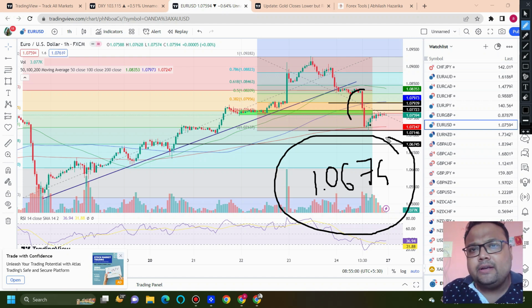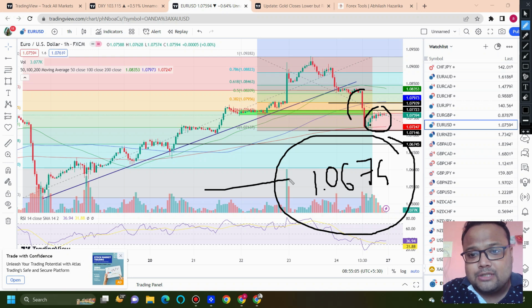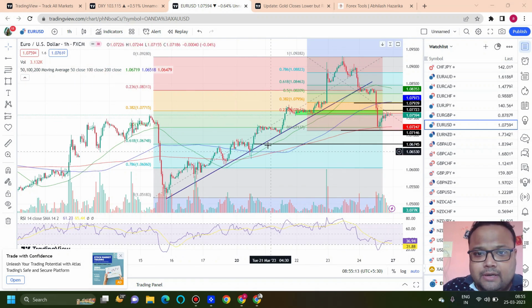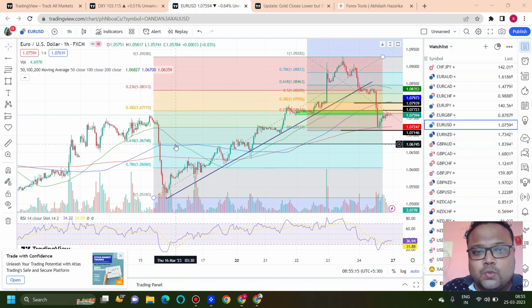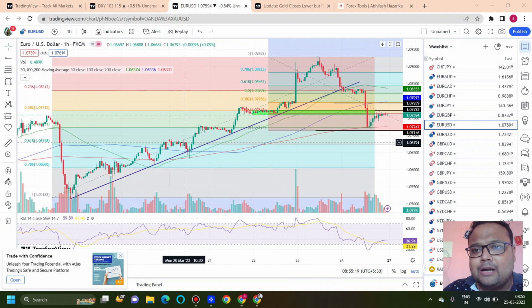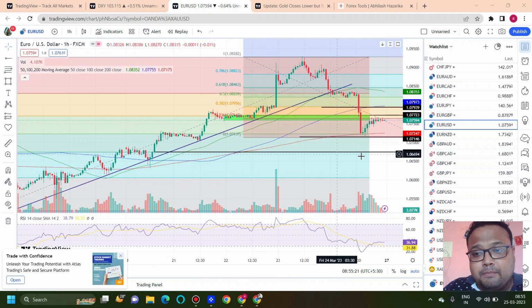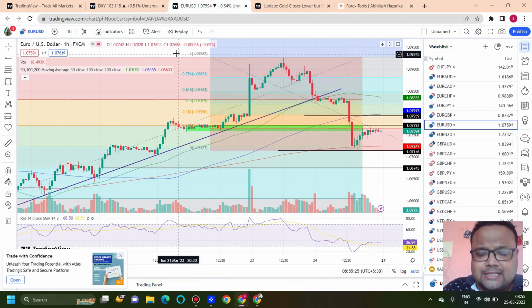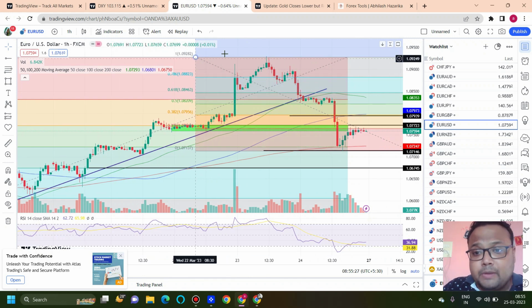If not a complete trend reversal, at least you can expect a bounce like this if the market comes down to 1.0674, because you can see the market is beautifully respecting these levels here. So why this level? This is the Fibonacci 0.618, 61.8% retracement level. So if the market falls sharply, you can go for a buy around 1.0674. If the market takes support, there's a high chance that the market will try to bounce.